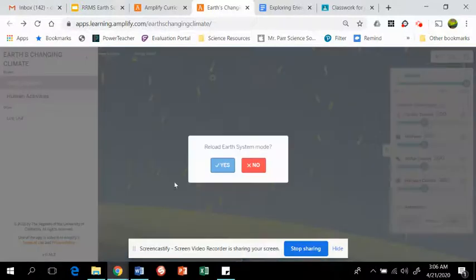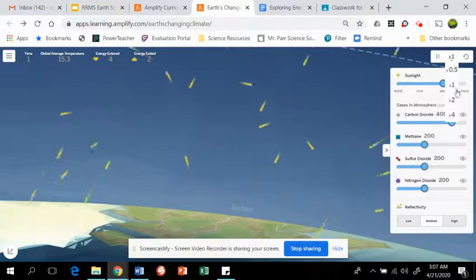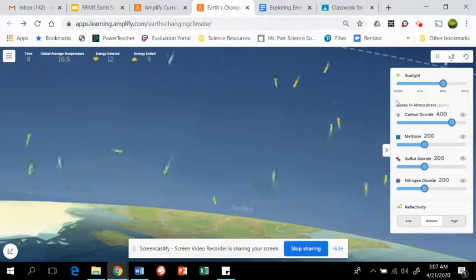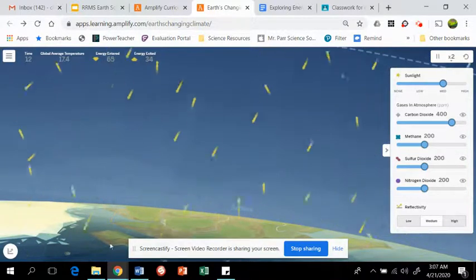All right, so I'm going to go into Earth system. I'm going to reload it. Now I'm going to leave sunlight alone, and I'm going to change carbon dioxide. I'm going to change it to, just picking a number, 400. I'm going to press play, look at the ice, see where it starts. I'm going to put it at double time. Double time, right? Yep. And already I see the ice melting.